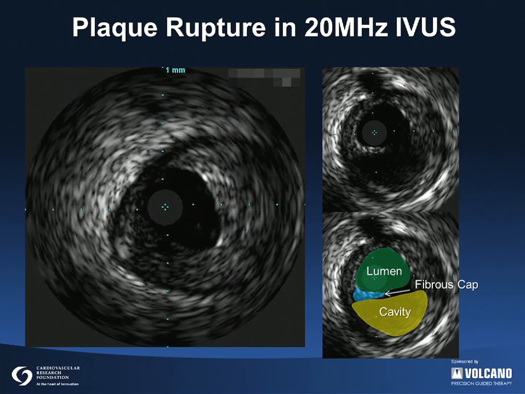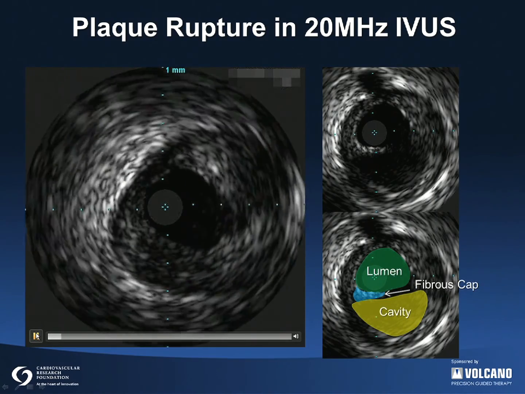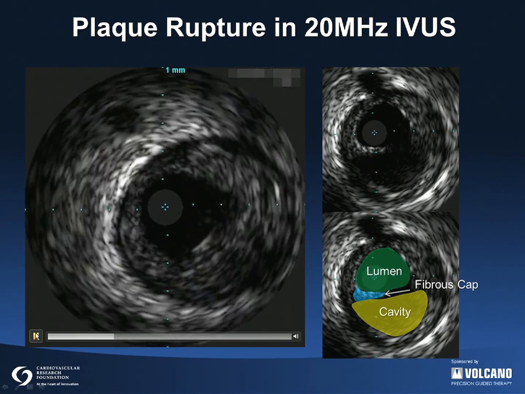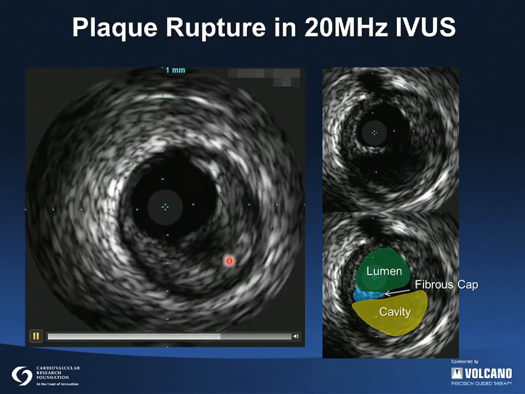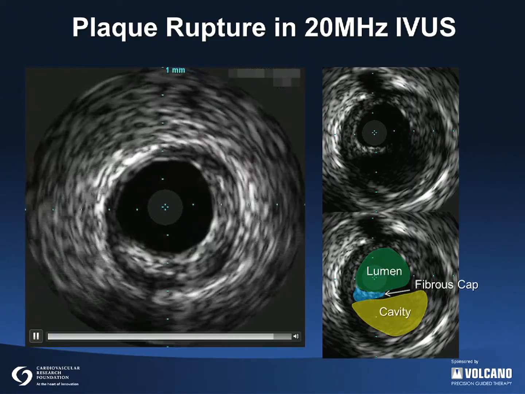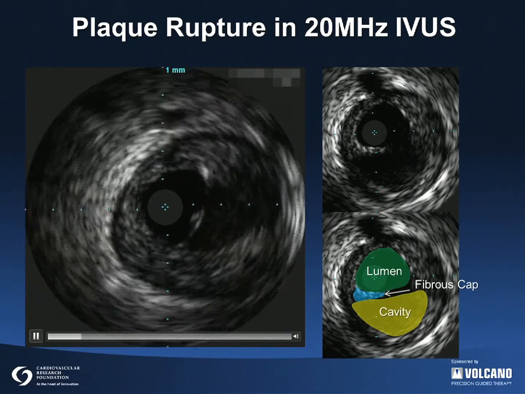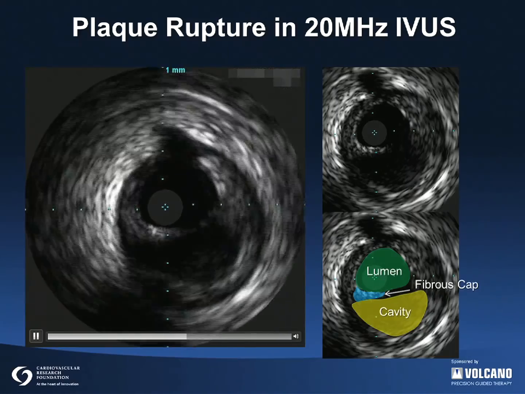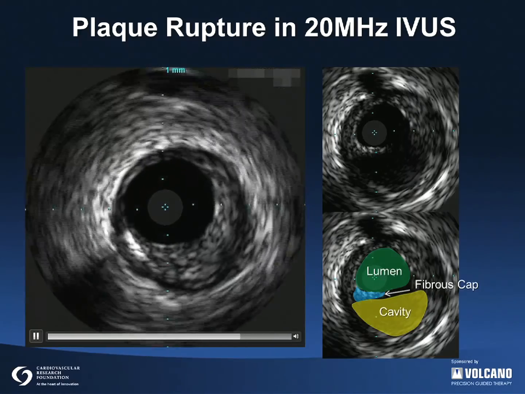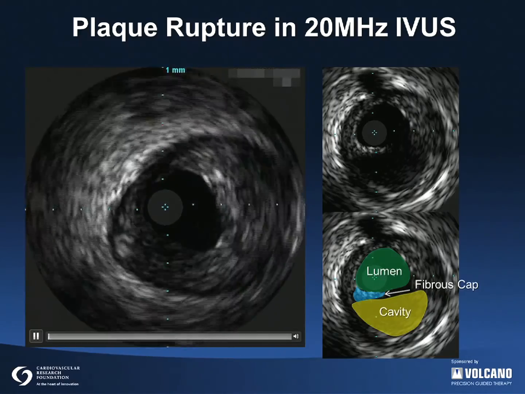For comparison, this IVUS study of a ruptured plaque uses a 20 MHz solid-state device. During the pullback that is shown on the left, there is a ruptured plaque from 4 o'clock to 8 o'clock. The still images on the right illustrate the ruptured plaque cavity shown in yellow, the residual fibrous cap shown in blue, and the lumen shown in green.